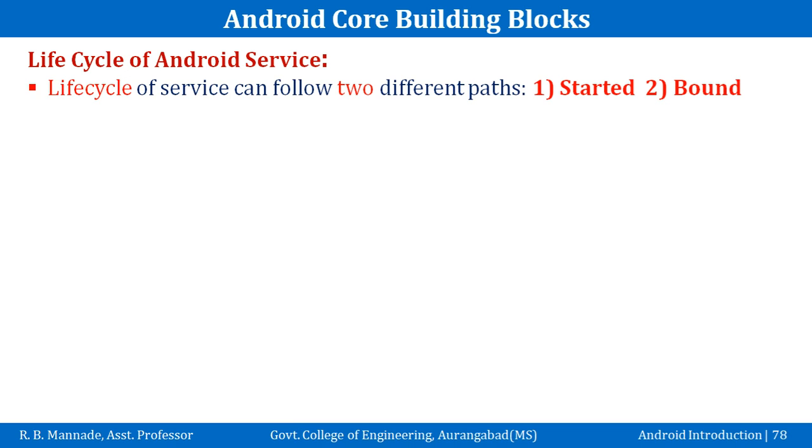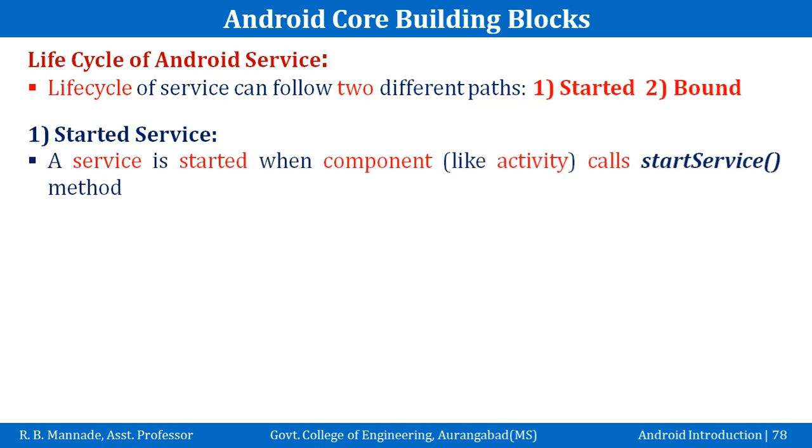Then the life cycle of an Android service. As we have seen, the life cycle of the Android activity is one of the core building blocks. Similarly, the Android service is also one of the core building blocks. That is why an Android service also has a life cycle, and this life cycle of a service has two states or two parts. The first one is called started, and the other is called bound. So started service and bound service. First we will see the started service.